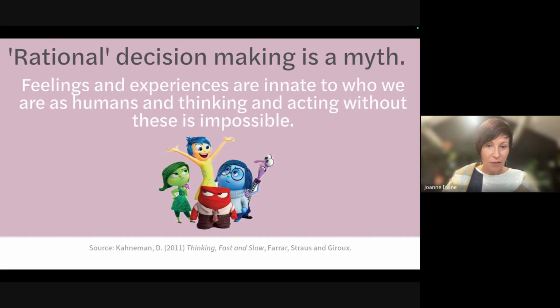And more recently, just as psychology has evolved in the past 10, 15 years, there is now a complete understanding that feelings and experiences and all that social aspect, all the fluffy stuff, are absolutely innate to who we are as humans. And the thing is, thinking and acting without these is actually impossible. You can't have a hard rational decision. You're always going to be impacted by your emotions and what you think. And so why are we not talking much more emotionally and socially about the work that we do? Because the work that we do is emotional and it is social, and it goes beyond numbers.